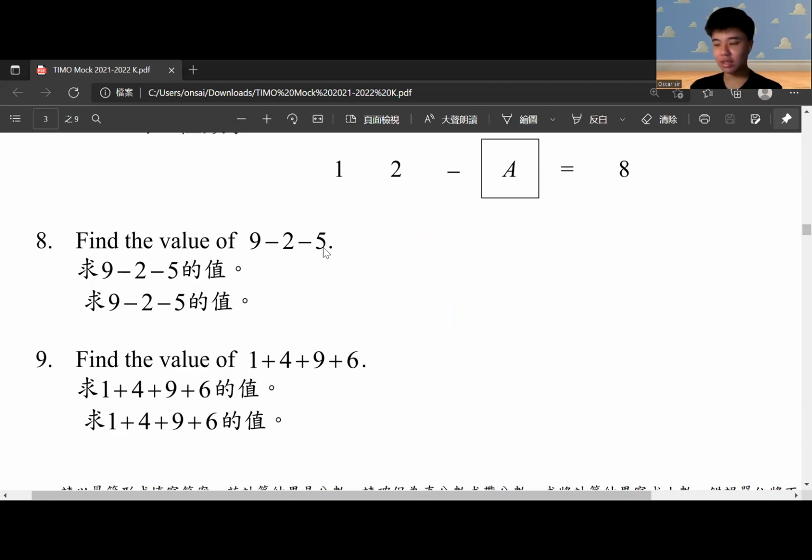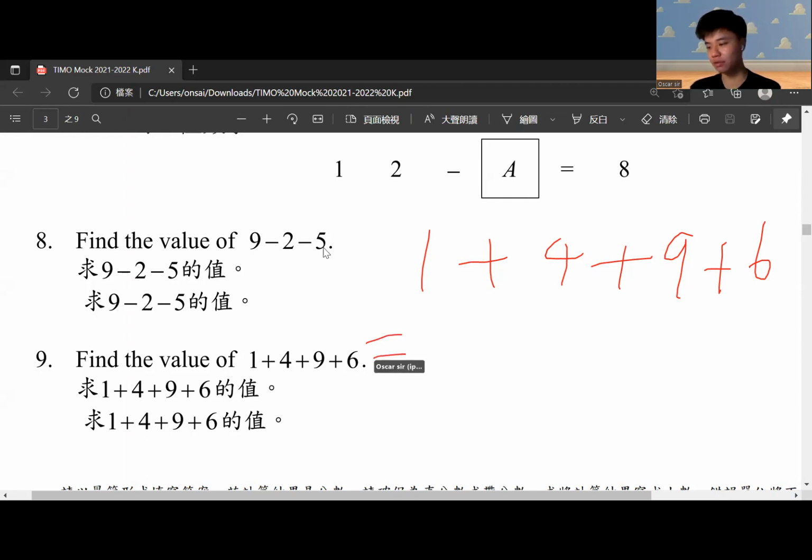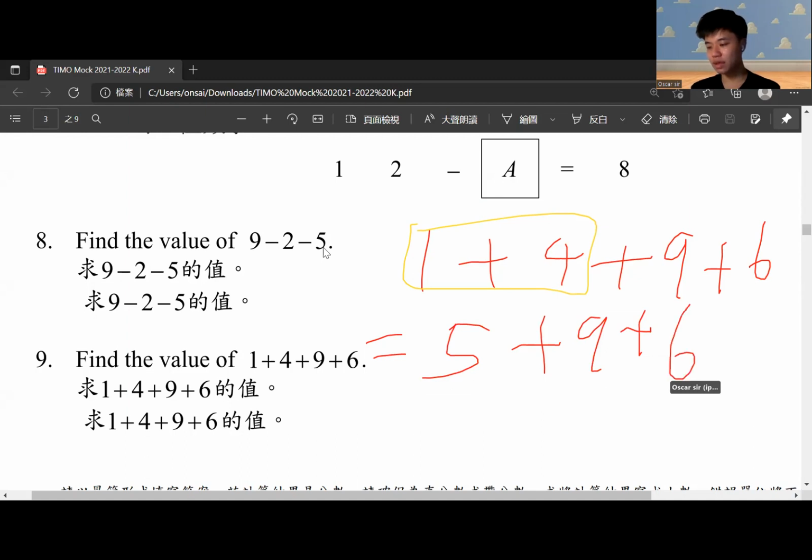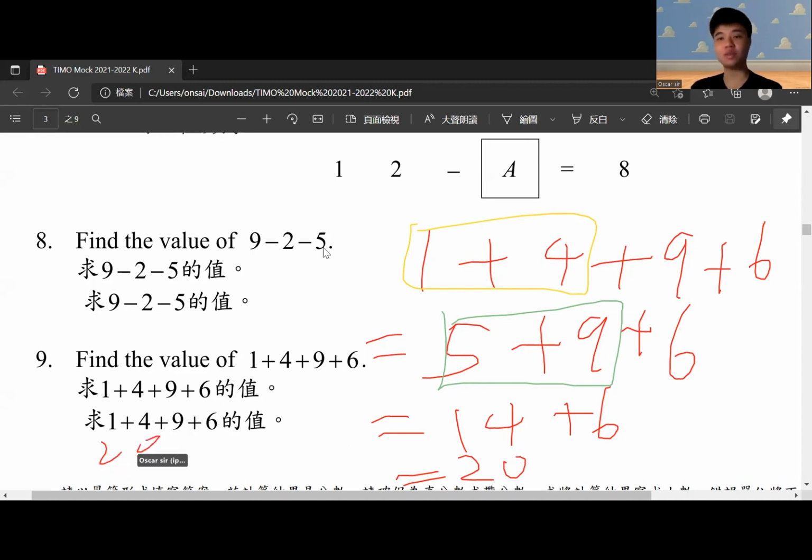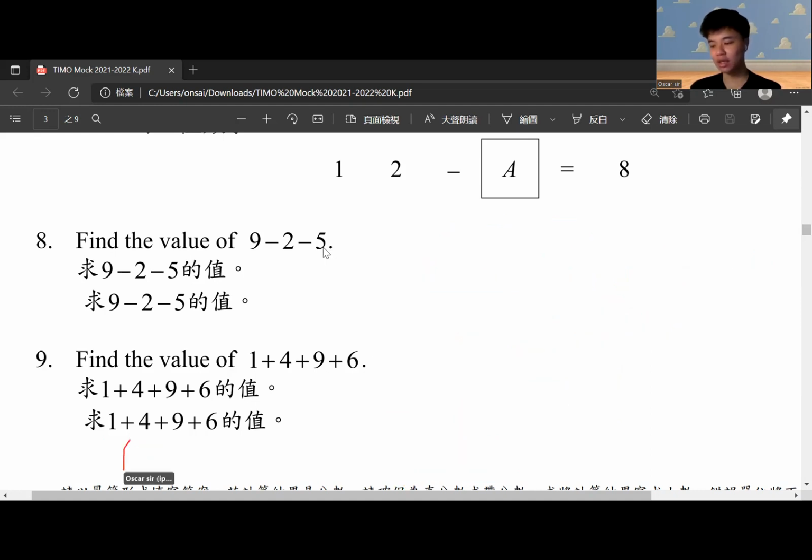But in question 9, we have something tricky. In fact, you can do that from the left-hand side to the right-hand side, right? Yeah, you can also do that. 1 plus 4 is 5. Then 9 plus 6. And then, same, left-hand side to the right-hand side. 5 plus 9 is 14. And then plus 6 is 20, right? You can do it in this way, but we can have a smarter, more clever way to do that. How to say it?